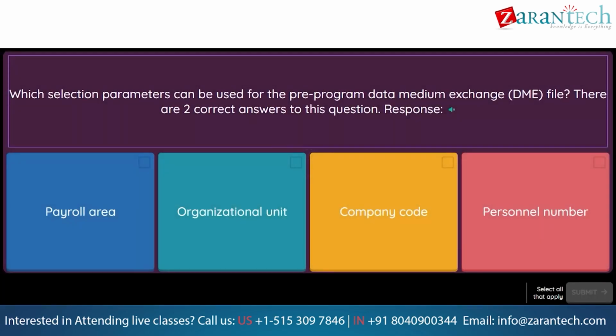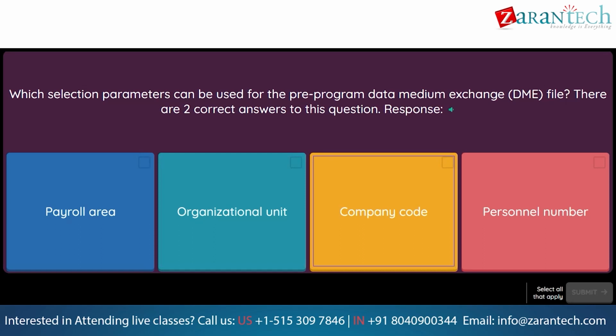Question: which selection parameters can be used for the pre-programmed data medium exchange, DME, file? There are 2 correct answers to this question. Response: Option 1 Payroll area. Option 2 Organizational unit. Option 3 Company code. Option 4 Personnel number.